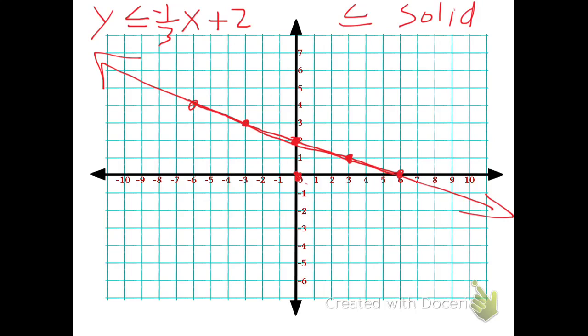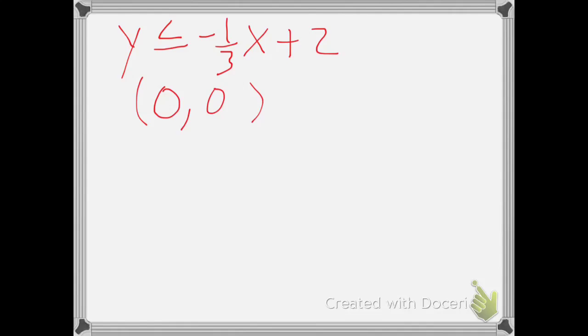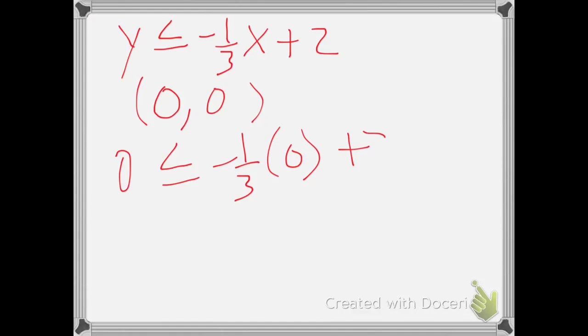So if you take 0, 0 and you put it in your inequality, which used to be y is less than or equal to negative 1/3 x plus 2, but we're going to put the point 0, 0 into that inequality. So y is 0. Your x gets replaced with 0. And you just got this.